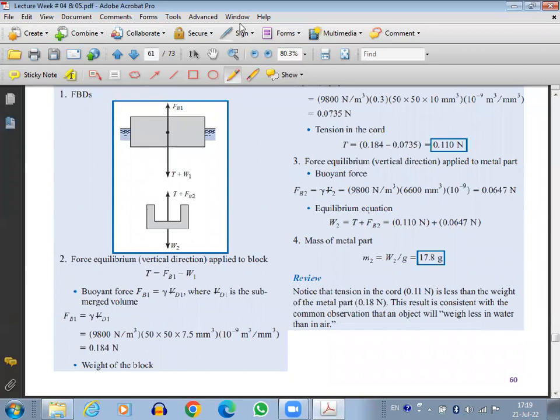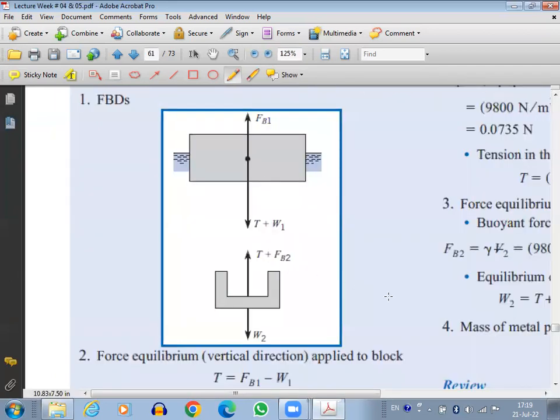Basically, we have a situation like this. We have two things here. One thing is the wooden block. The other thing is the metallic object. Now, for the wooden block, we have the buoyancy force, which will be acting upward. And we will have the weight, which will be acting downward. And also the tension in the cord, because both are holding each other. So there will be tension in the cord, okay?